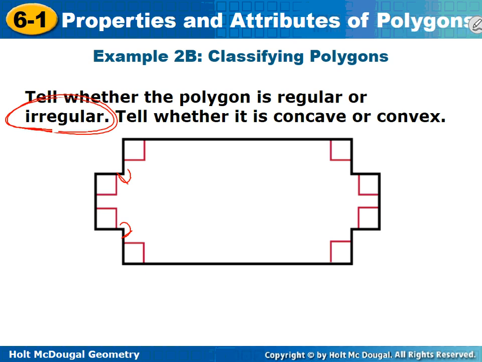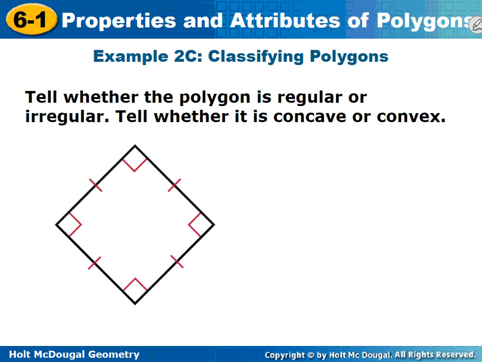Shelby, concave or convex? Concave. Remember, you're thinking, is there anywhere on my shape that it's going inside of itself? Or if I connect any two non-consecutive vertices, are they outside the shape? And so all of these diagonals would be outside the shape. So they are concave.